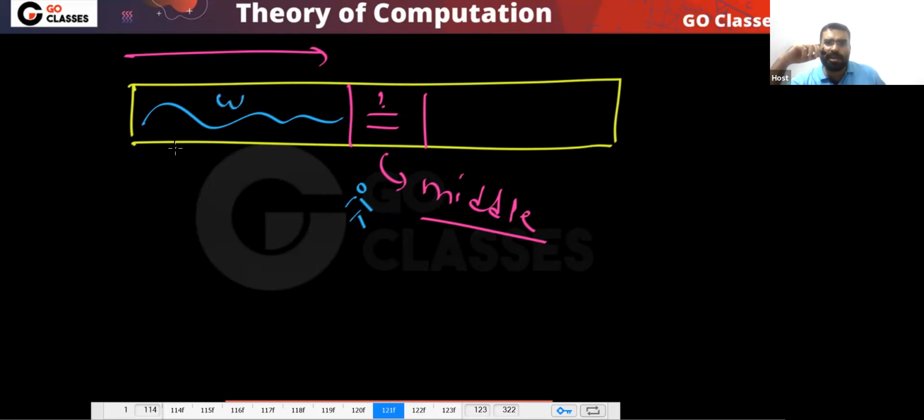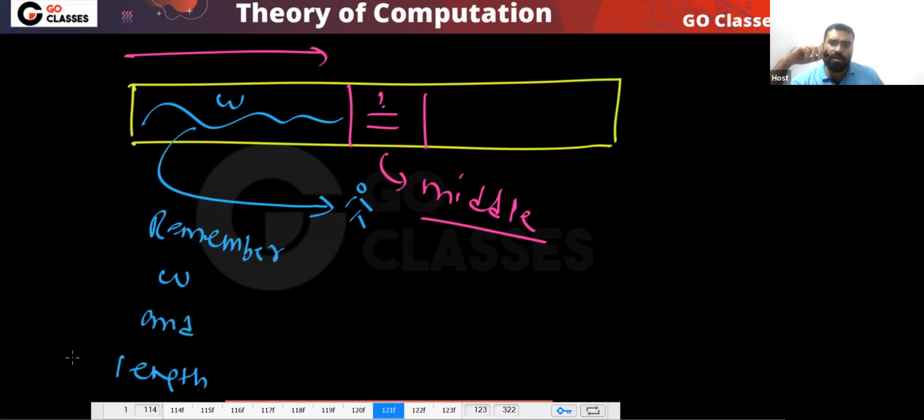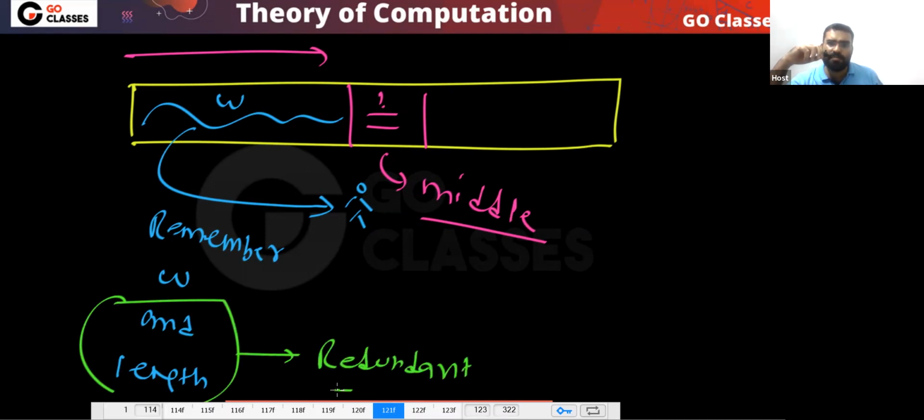And also you need to remember this W. So basically you need to remember this W and this length also. But if you remember this W, then automatically the length is redundant, yes or no? Because you are already remembering W to match with this. So you don't need to remember the length, but you need to remember W.